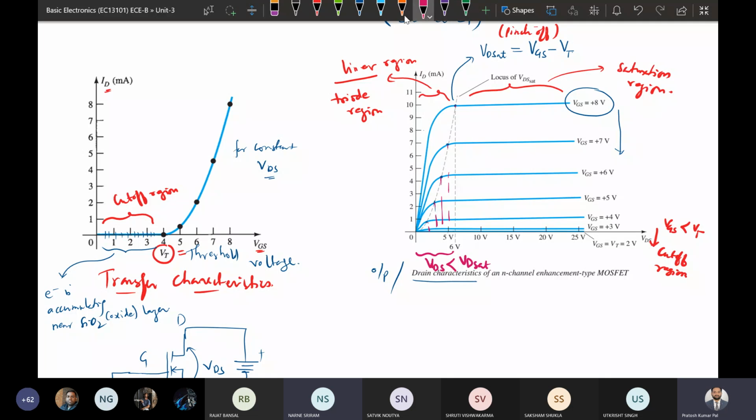So for linear region, the VDS that we are applying should be less than the VDsat, because this is the VDsat for the condition VGS equal to 8 volt, and this is the point for VGS equal to 7 volt. If we apply VDS less than this VDsat, from here to here, from here to here, this is the region of linear region operation.